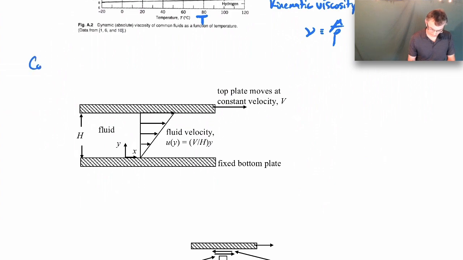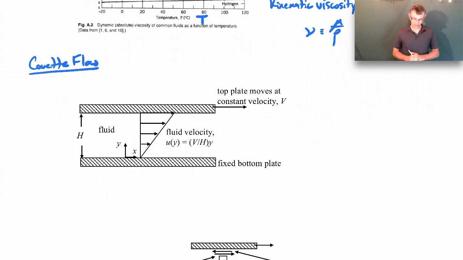Again, named after a famous person in fluid mechanics. So a Couette flow looks like what you see on the screen here. It's two parallel plates. They're infinitely long, so they go on forever from side to side and front to back. The bottom plate is fixed, and the top plate is moved at a constant speed off to the side. You can see that here.